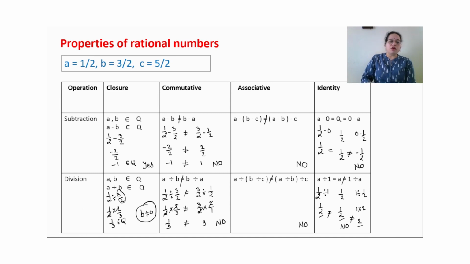So what we have observed is that closure property we can observe in subtraction of rational numbers. Only closure property we can observe in subtraction of rational numbers. Only closure property we can observe in division of rational numbers, but the condition should be that b should not be equal to 0.